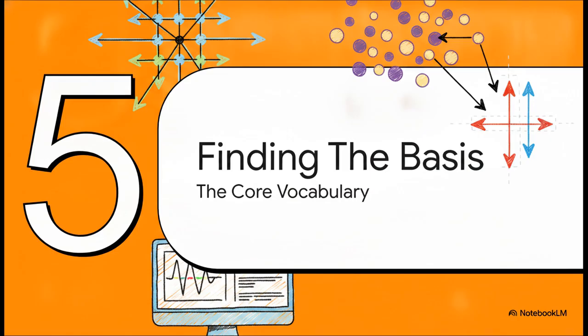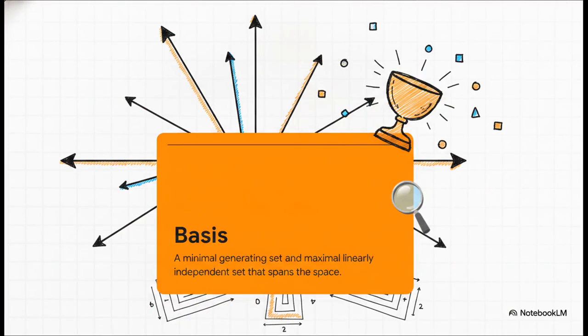So how does a computer actually strip away all this redundant information? Think of a basis as the absolute holy grail of our vector space. It is the core vocabulary of our data. Technically, a basis is a minimal generating set, meaning it contains the absolute fewest possible vectors needed to describe every single point in that space. It's also a maximal linearly independent set, meaning if you added even one more vector to it, boom, you'd introduce redundancy. The number of vectors in the basis literally defines the dimension of the space itself.